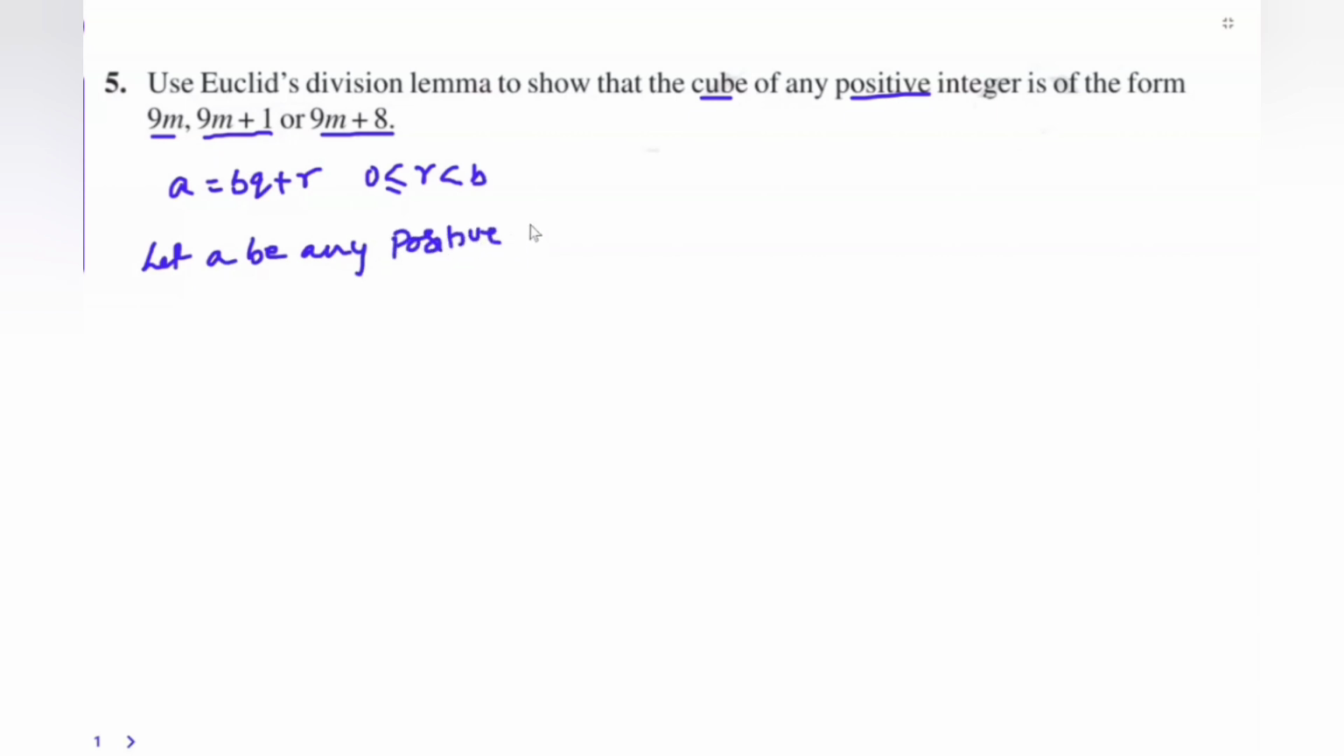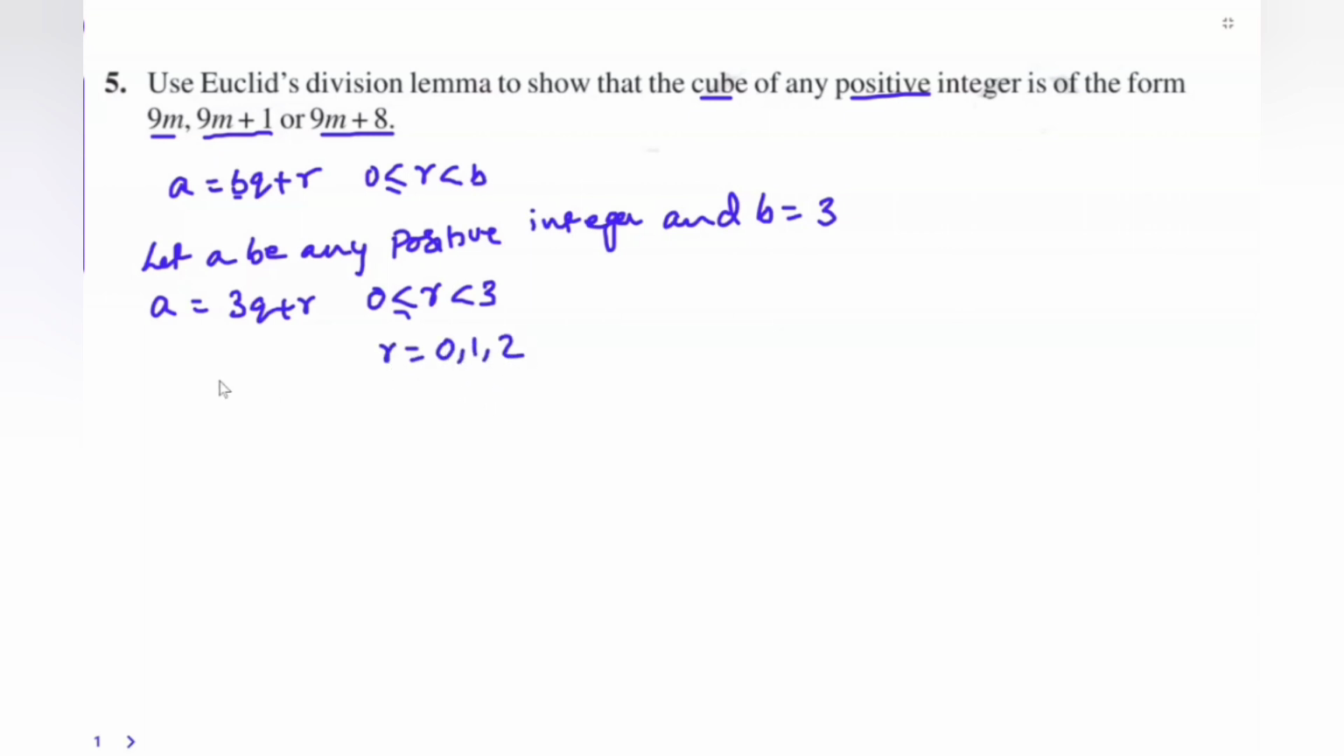Let a be any positive integer and b equal to 3. Now here a is equal to 3q plus r. Substituting b as 3, r lies between 0 and 3, so r can take the values 0, 1, 2. Only these three values. So let us think if r is equal to 0.